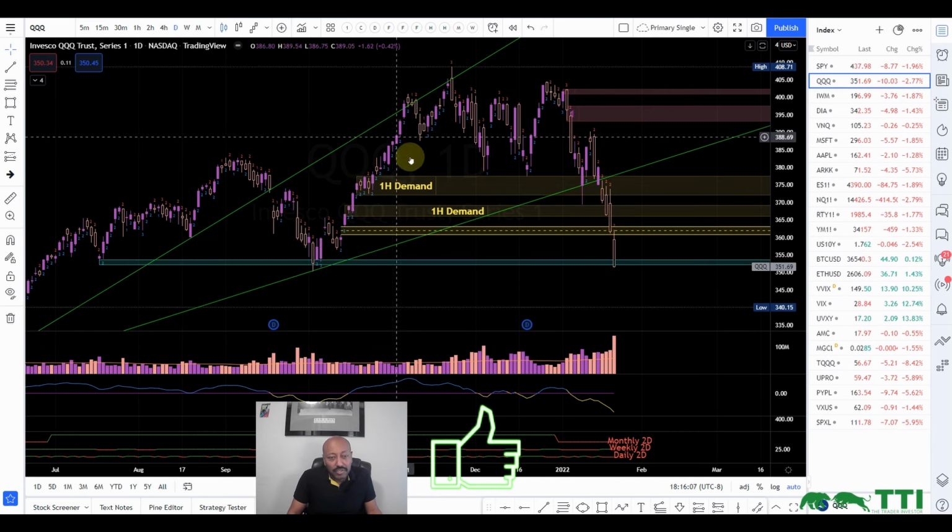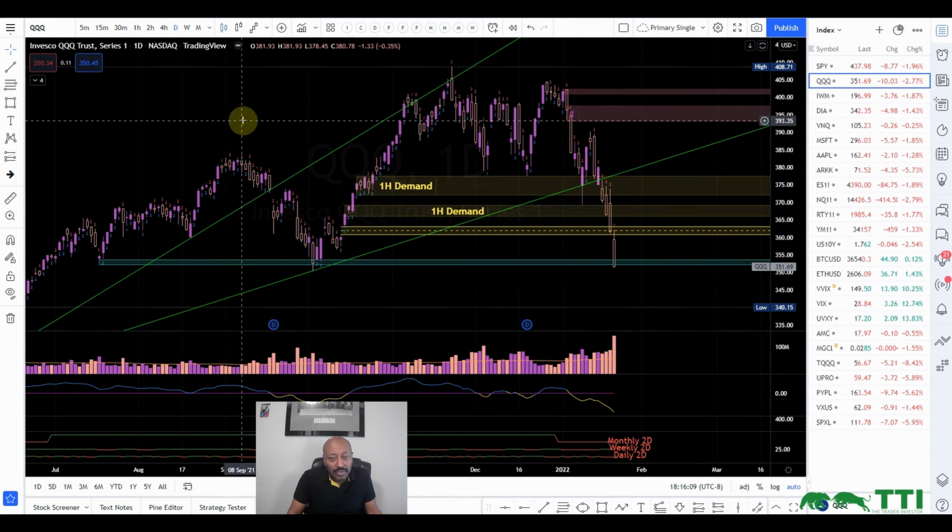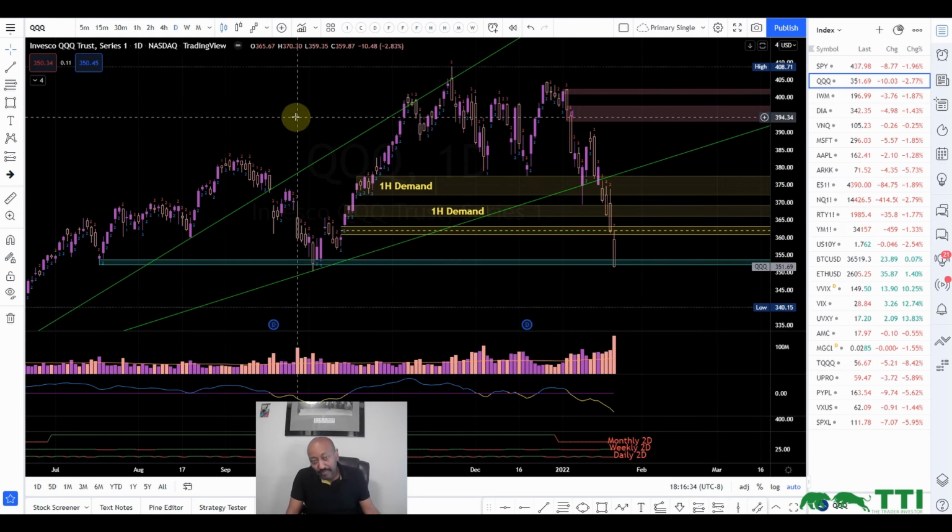But I want to show you how it is important to understand what support and resistance are and how to draw them, especially if you're a beginner in this. Support and resistance is a zone, not a specific point or a specific line. It's a zone, and it's also not just a horizontal line. It can also be a trend line that is going diagonally up or down.